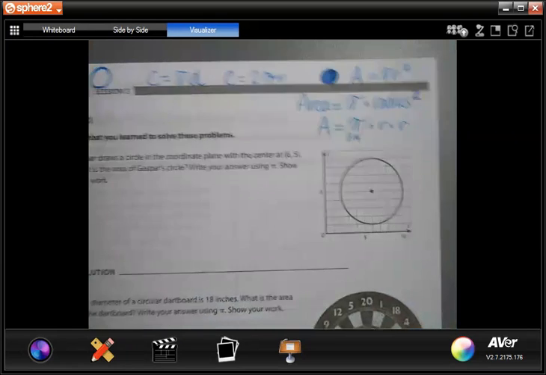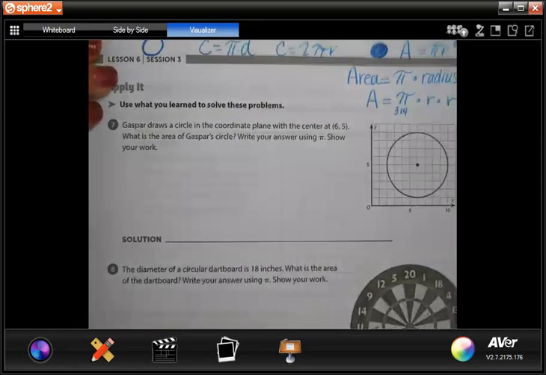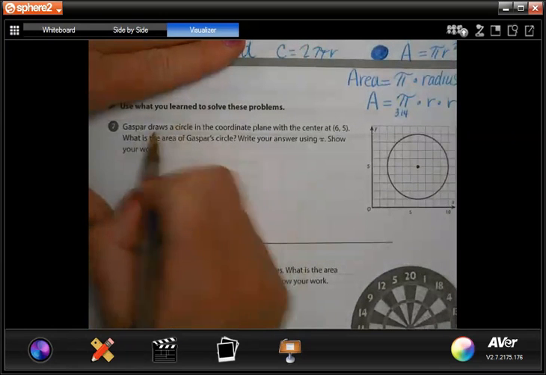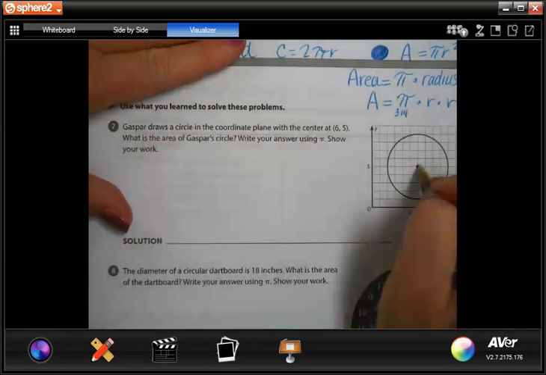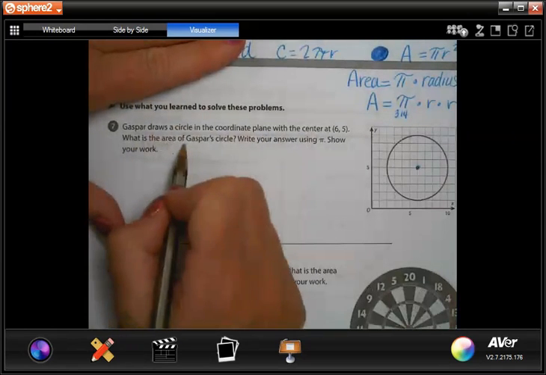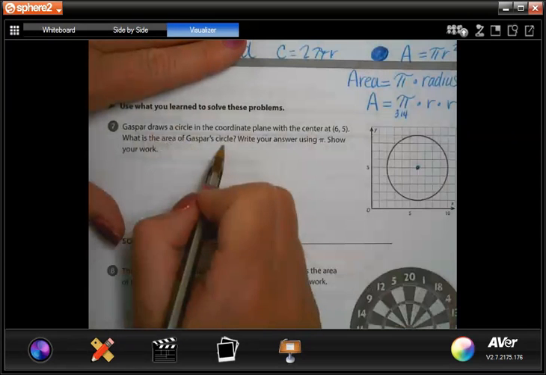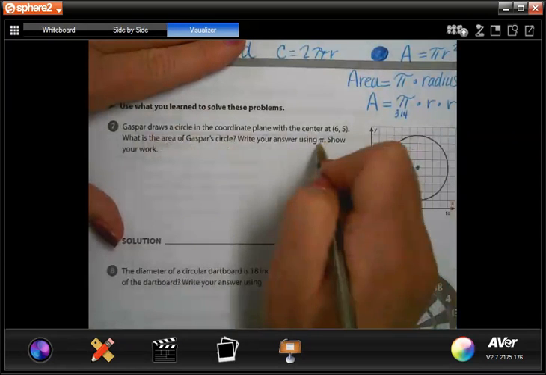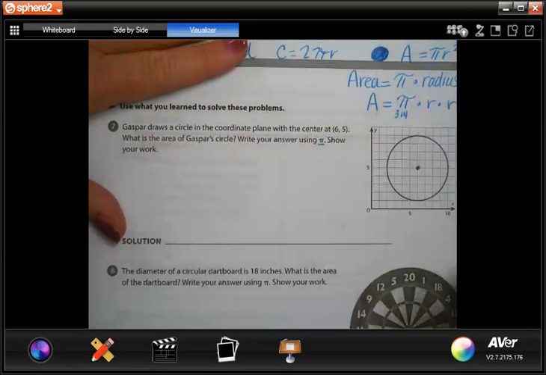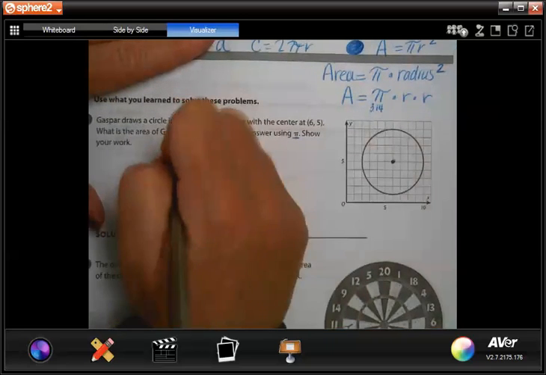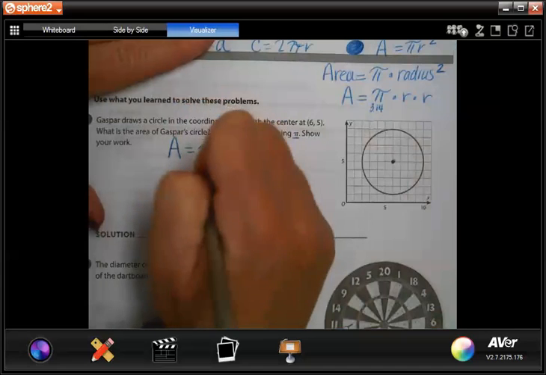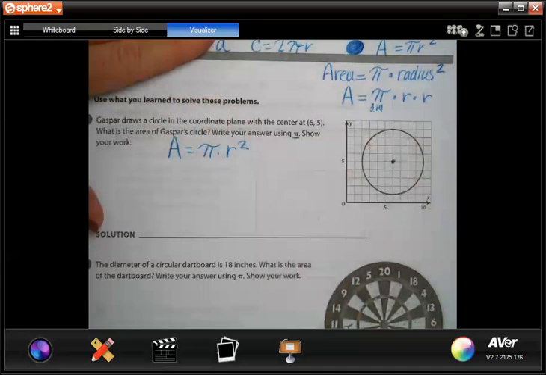So let's take a look at number 7 together. Jasper draws a circle in a coordinate plane. The center is at 6, 5. What is the area of Jasper's circle? Write your answer using pi. So we're not going to get the actual decimal answer, we're going to use pi. So if you look at this, here's my formula, pi times radius squared.